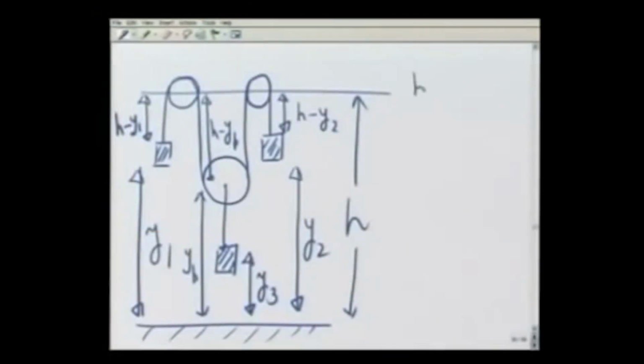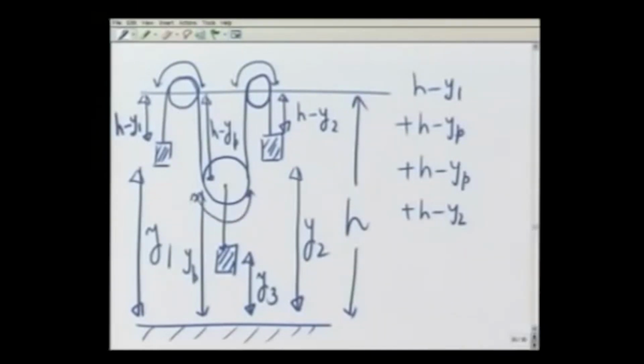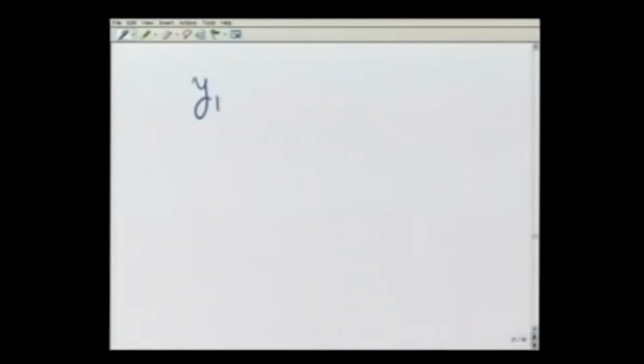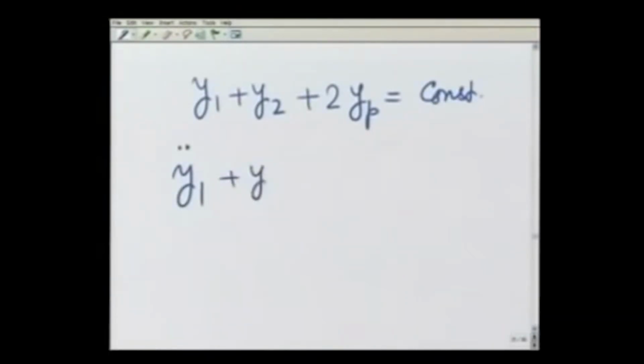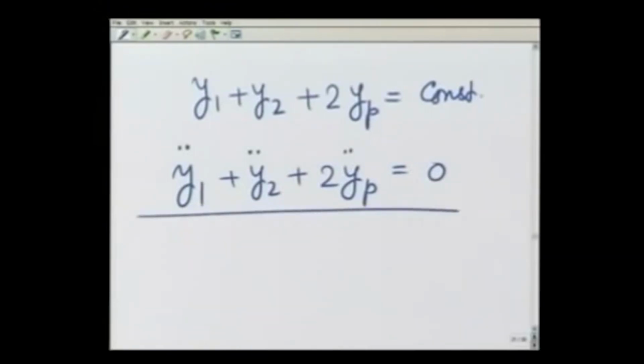Therefore, the length of the rope is h minus y1 plus h minus yp, plus another h minus yp plus h minus y2, and these distances are also fixed because the radius of the pulley is fixed. So this is going to be equal to a constant. In other words, if I reshuffle the variables, y1 plus y2 plus 2 yp equals a constant. To again bring them to usable form, I differentiate them and write y1 double dot plus y2 double dot plus 2 yp double dot equal to 0. That's one of the equations that I need.